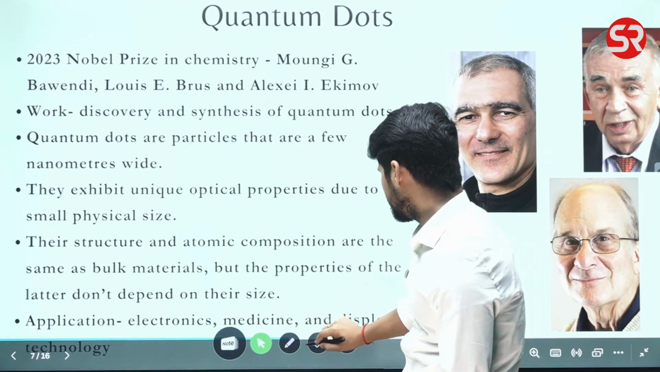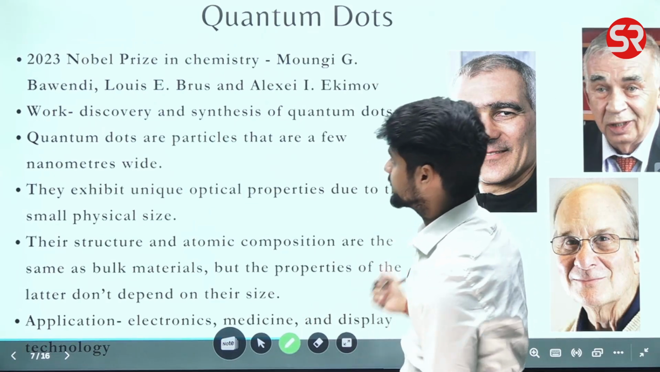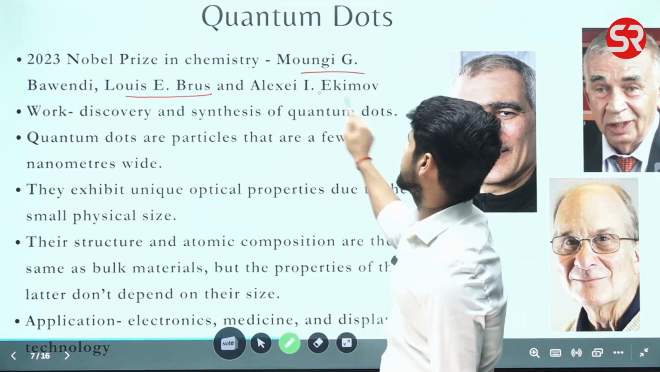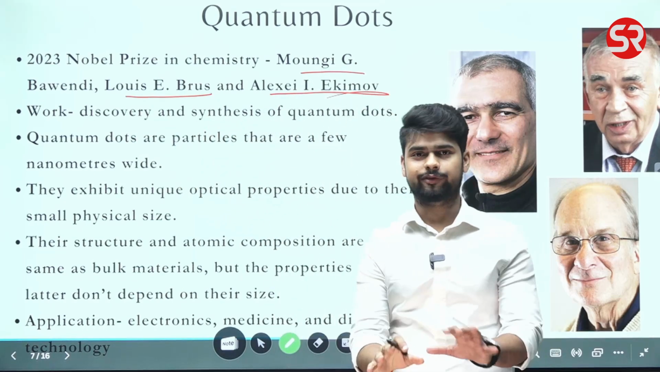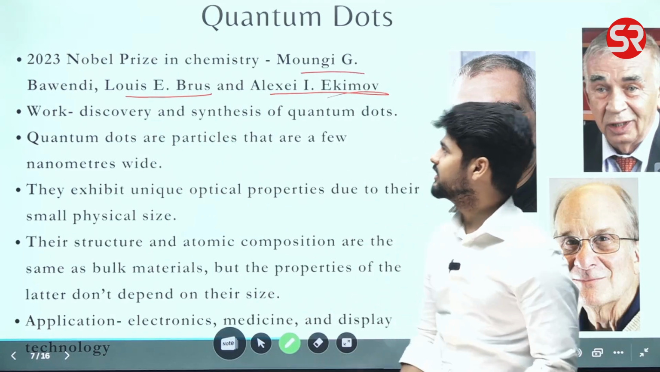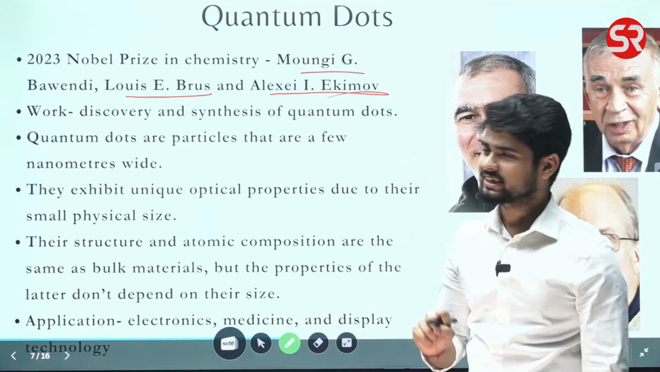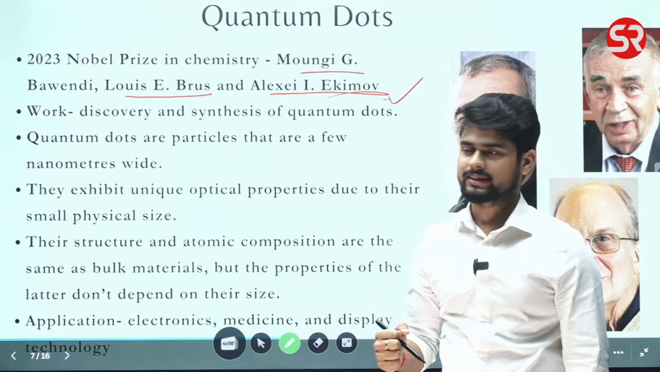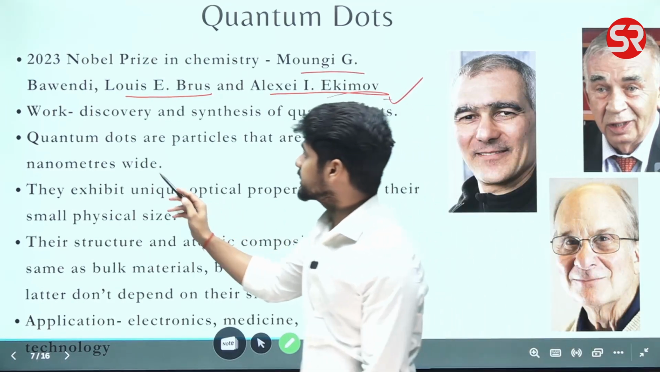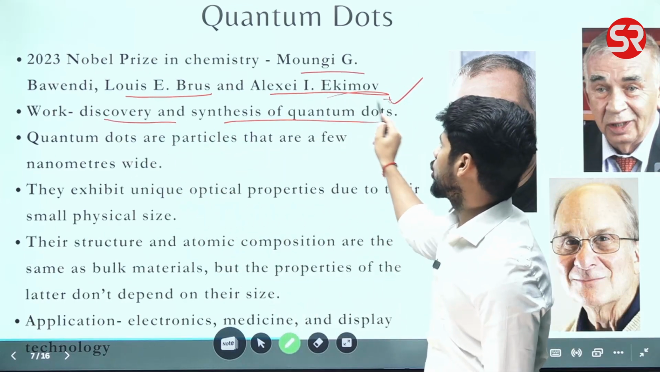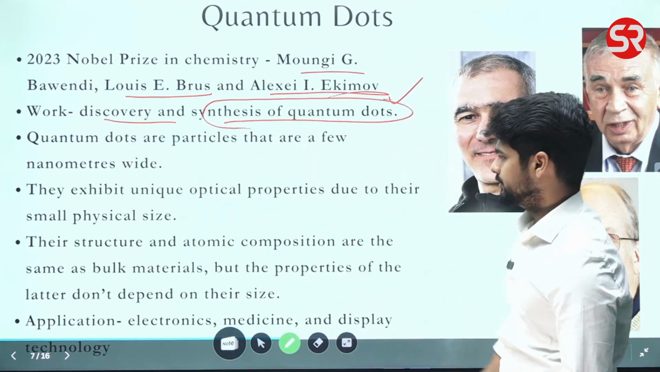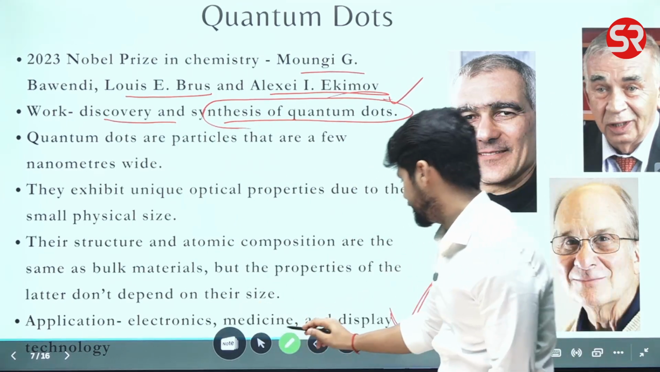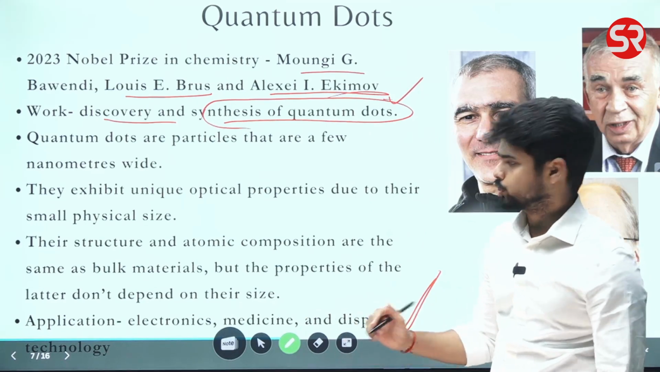So these are the scientists: Moungi Bawendi, Louis Brus and Alexei Ekimov. Don't get offended if I'm pronouncing it wrong, the context is more important than the pronunciation. These are the people who have got this Nobel Prize for the discovery and synthesis of quantum dots. Application, as I said, in a variety of areas: electronics, medicines, display technology and so on.